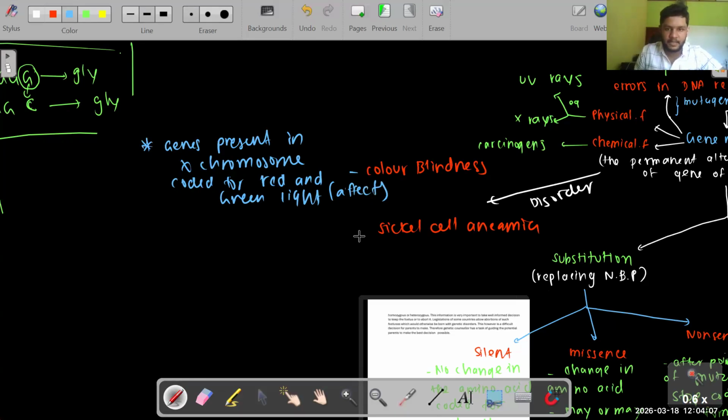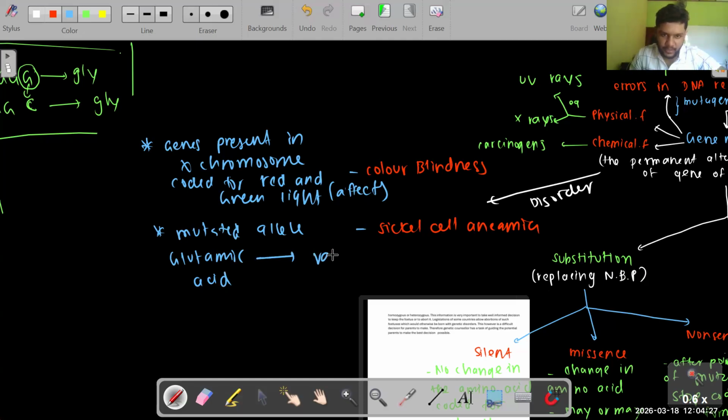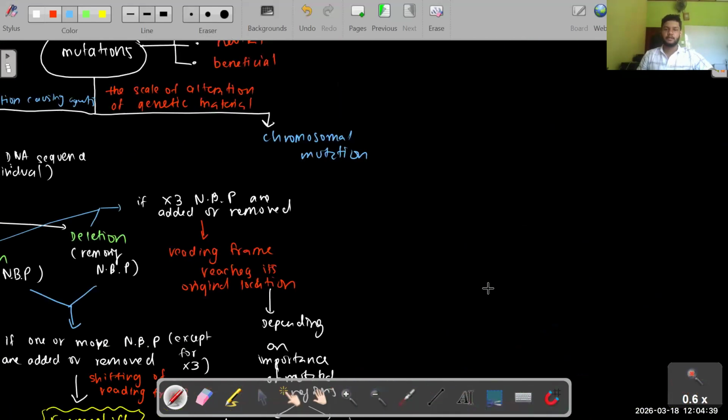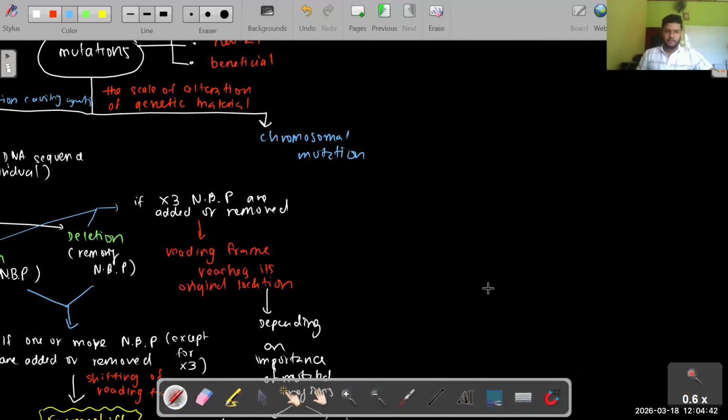In sickle cell anemia, what happens? Due to the mutated allele, glutamic acid in the primary structure of beta globin protein is replaced by the amino acid valine. So when valine is present, it causes abnormal folding. So this is the thing. Okay, perfect. Let's move to the chromosomal mutation part.